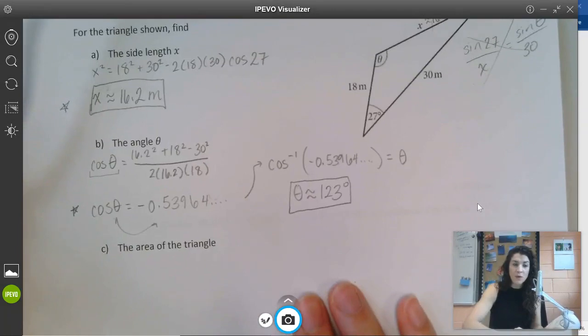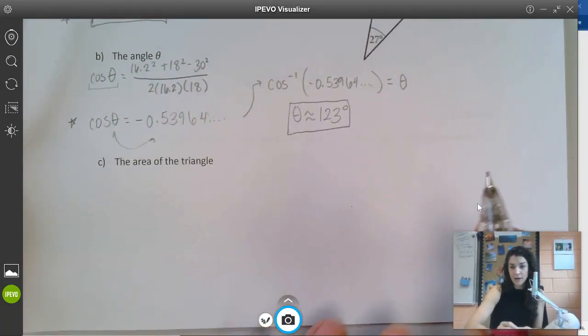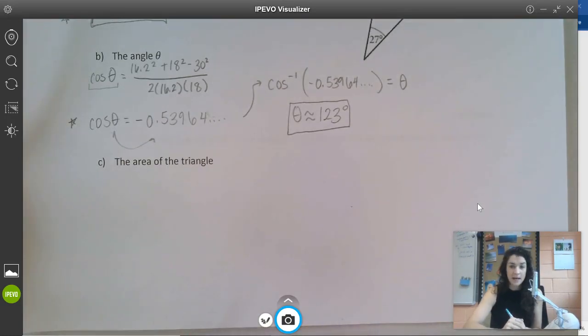Now, the area of a triangle we have not learned, but it is what we are learning today. Now, we know that the area of a triangle is 1/2 times base times height.